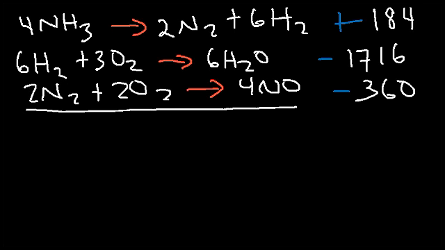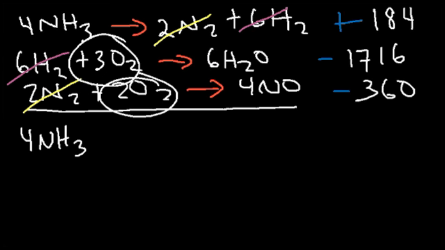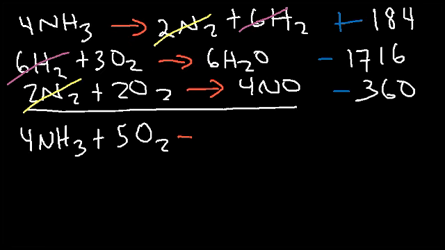Now let's add the 3 reactions. So let's identify the things that cancel. So nitrogen gas cancels, hydrogen gas cancels, and that's about it. So on the left side we have 4 NH3 and we can add 3 plus 2 oxygen molecules. So that's going to give us a total of 5 oxygen molecules. And then we have 4 NO on the right side and 6 H2O molecules.